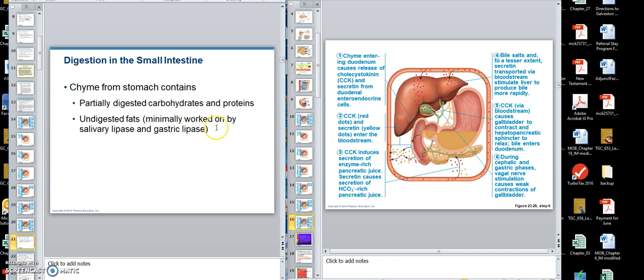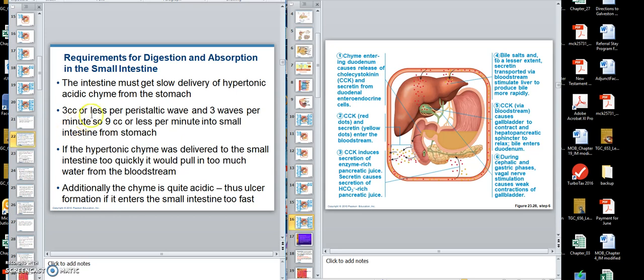It didn't do much. Gastric lipase, remember, is minimal. Very minimal, particularly in the adult. So fats have not had much done to them. Okay, let's go further. Requirements for digestion and absorption. The intestine must get slow delivery of hypertonic acidic chyme. Remember, tonicity has to do with the number of solutes. And coming into that tiny small intestine is a lot of solutes, hypertonic, and acidity from the stomach.